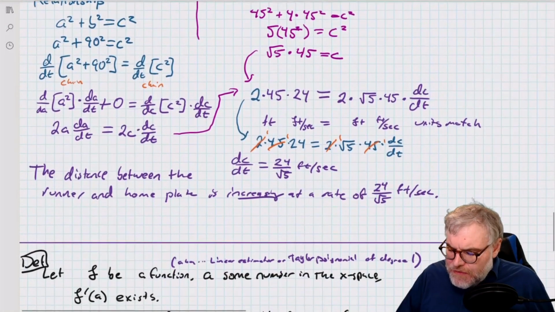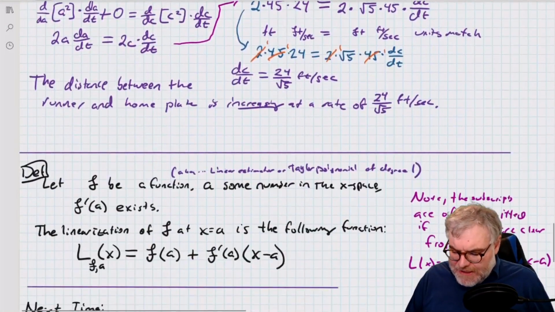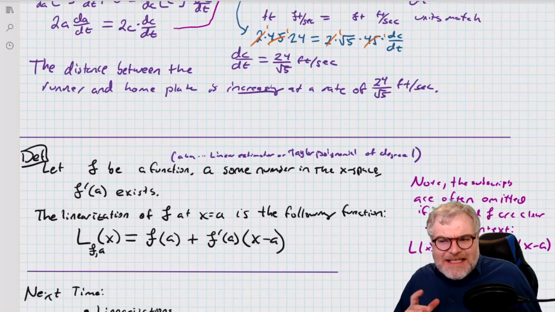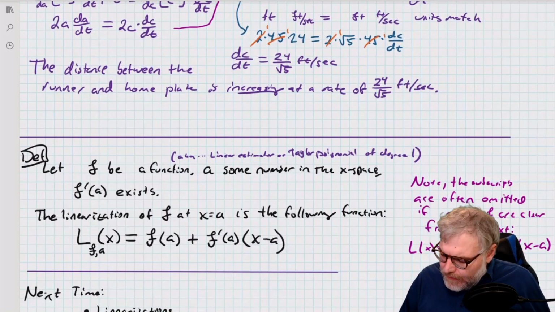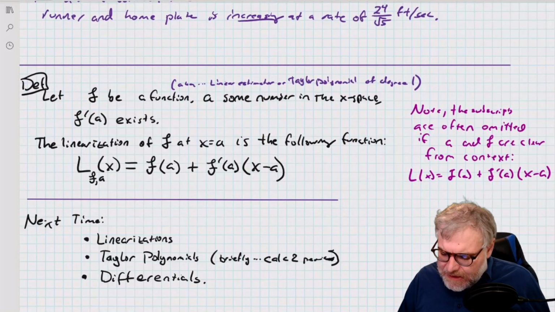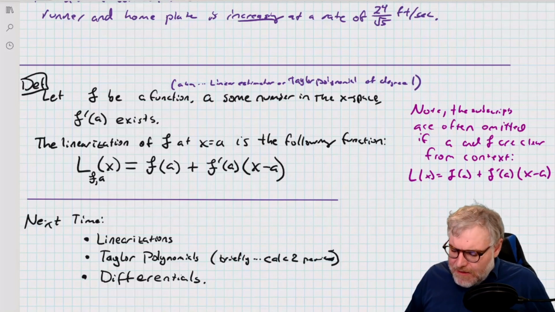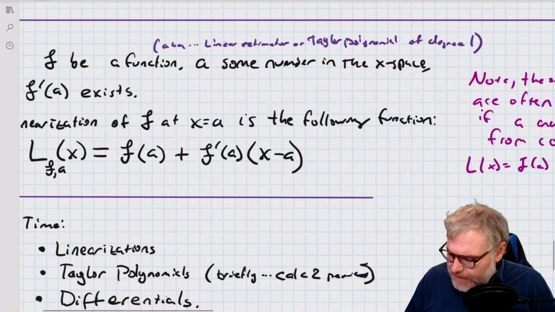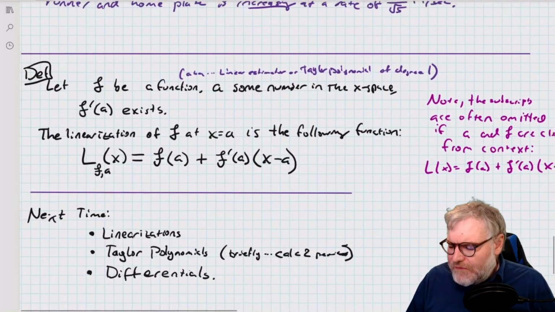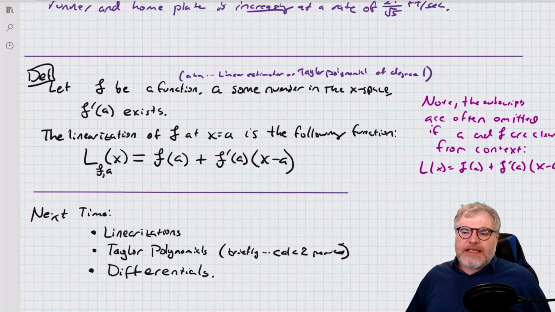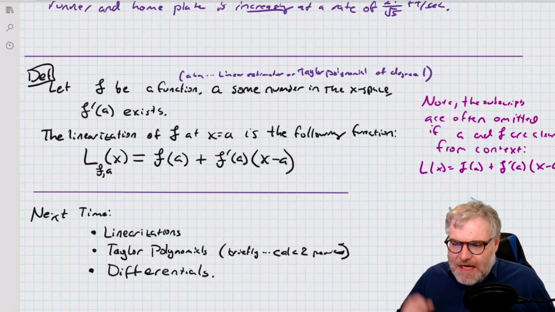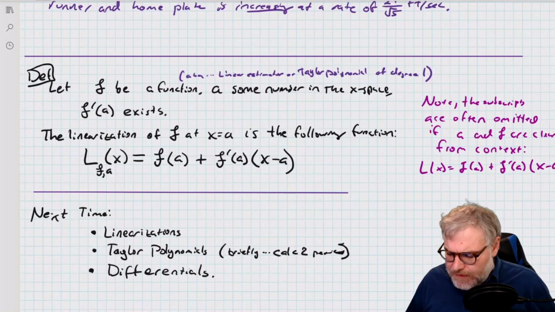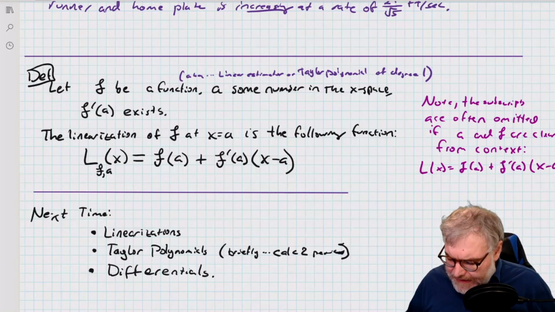All right, so we've done 3 examples. Let's go over a definition that we're going to be needing, and we've actually seen this for a while. I need to define what linearization means, because we need this for next week, the next time I see you after this lecture. So let f be a function. We're just going to define linearization.